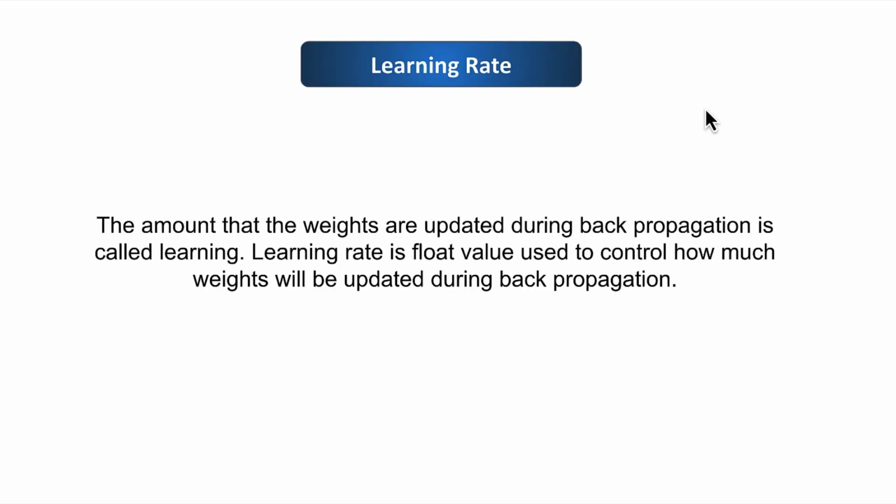And after backpropagation, the next important thing is called learning rate. So learning rate is a float value used to control how much weights will be updated during backpropagation. As during backpropagation we are updating the weights, there we are using this float value, and its role is to control the amount that how much those weights will be updated. So during our model training process, you are also going to set the value for this learning rate.